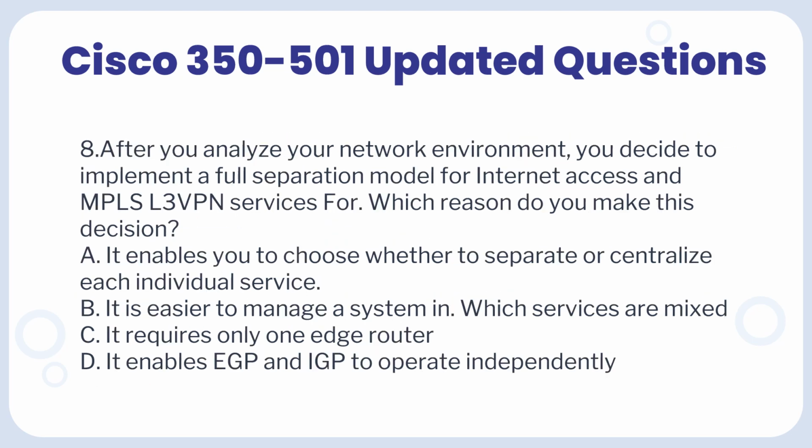8. After you analyze your network environment, you decide to implement a full separation model for Internet access and MPLS L3 VPN services. For which reason do you make this decision? A. It enables you to choose whether to separate or centralize each individual service. B. It is easier to manage a system in which services are mixed. C. It requires only one edge router. D. It enables EGP and IGP to operate independently.